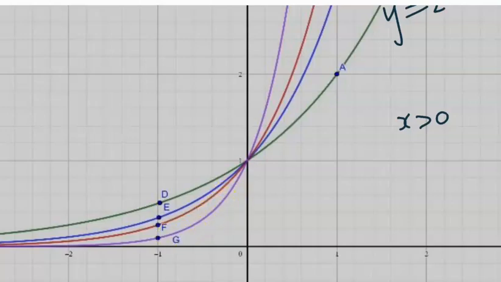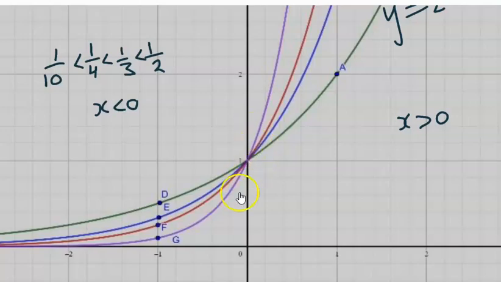The y values at the respective points G, F, E and D are given by: G will be 1 over 10, and F will be 1 over 4, and E will be 1 over 3, whereas D is 1 over 2. So that is less than that. Although they are all positive, whenever x is negative, the larger a will be below this 2 to the x, which we took as a mother graph here.